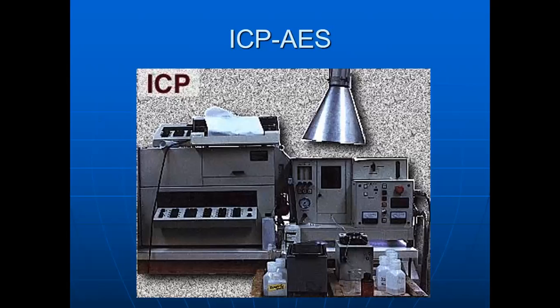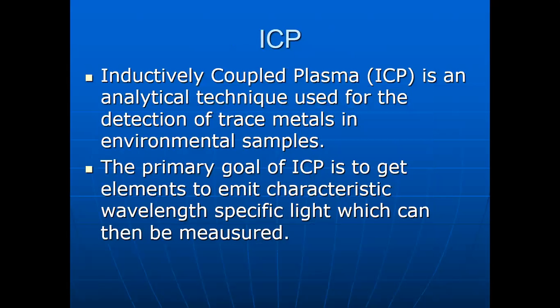This is ICP, inductively coupled plasma, which is emission spectroscopy. This is a typical instrument. We mostly see it in research laboratories. Now we will talk about inductively coupled plasma, an analytical technique used for detecting trace metals in environmental samples, mostly heavy metals and pollutants. All these things can be analyzed in this particular inductively coupled plasma.